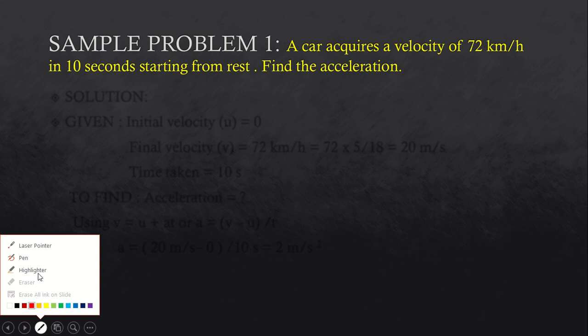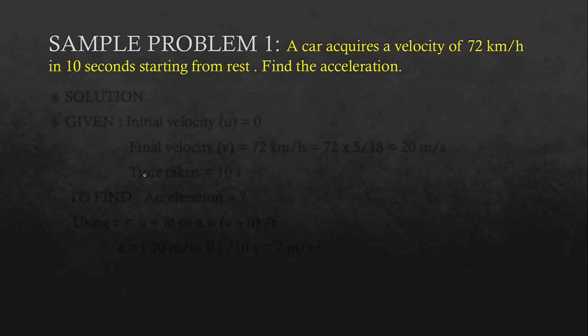You need to first of all see the very important terms here, like a car acquires a velocity. When it is written acquires a velocity, it means it is about the final velocity. Okay, and time is given, you can see it is 10 seconds, and then you are given a very important key term or the keywords, you can see starting from rest, right? And find the acceleration. So the question is quite clear.